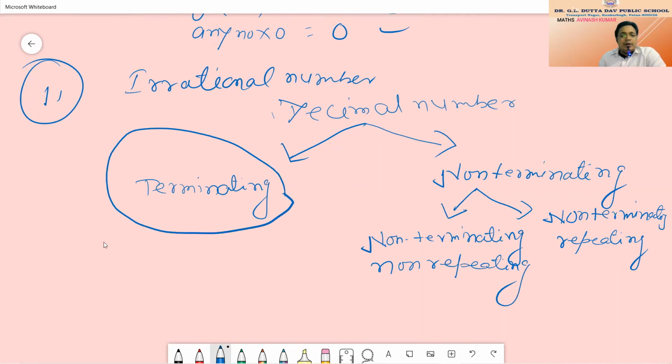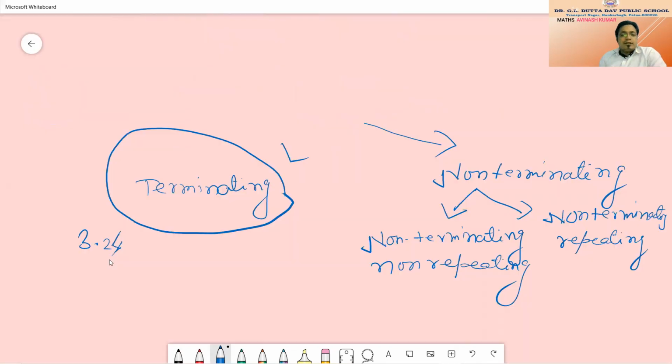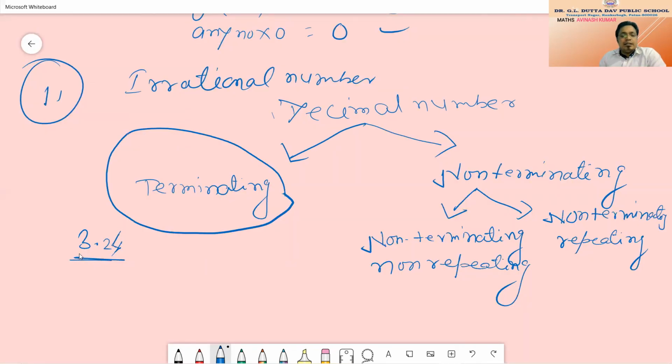A decimal number whose digits after the decimal point are countable. For example, 3.24. We can count how many digits there are on the right side of the decimal, so it is a terminating decimal. This is an example of a terminating decimal number.